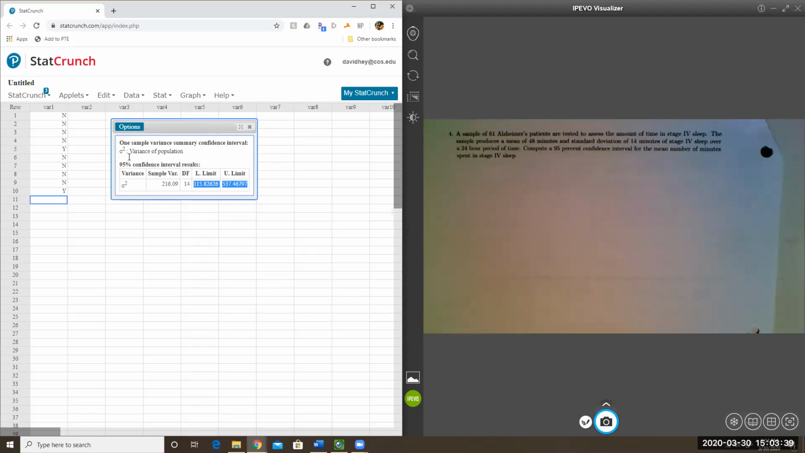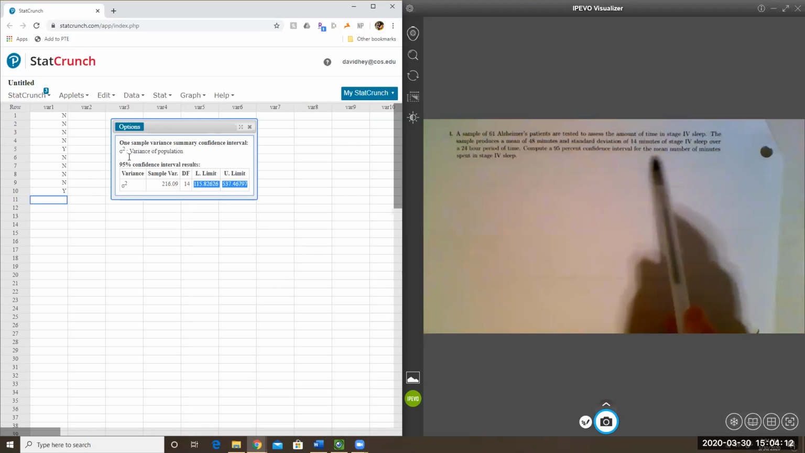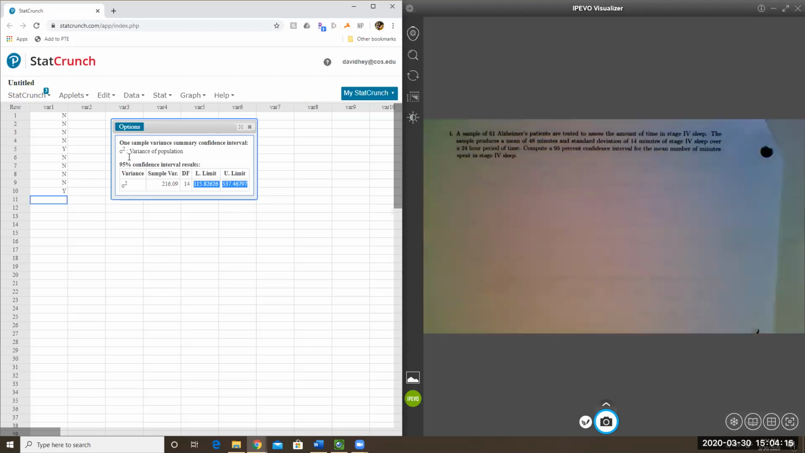So the thing about this section is that it provides you with good mixed practice, right? It gives you an opportunity when you don't know which section the problem comes from. So you have to read through the problem carefully to figure out, okay, am I constructing an interval for the mean, the proportion, or the standard deviation? And in this case, it gives it away to us, right? It says in that very last sentence, compute a 95% confidence interval for the what? For the mean, right? For the mean number of minutes spent in stage 4 sleep. So we're going to be constructing a confidence interval for the mean.